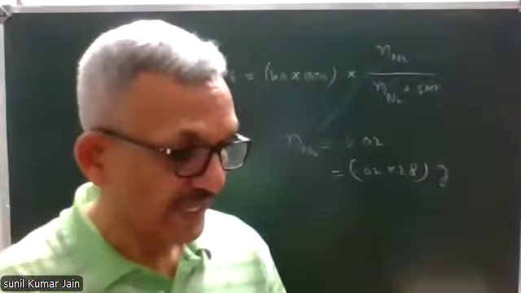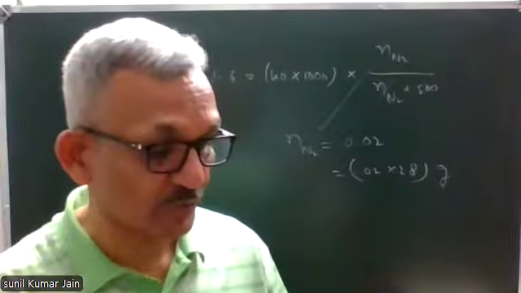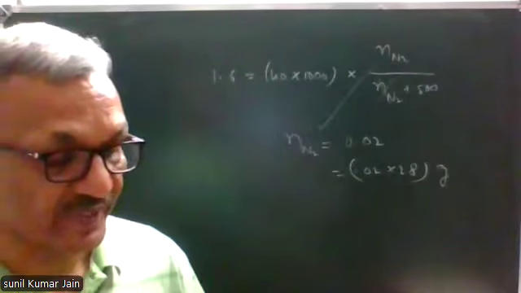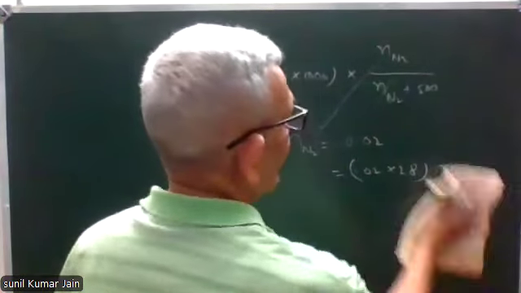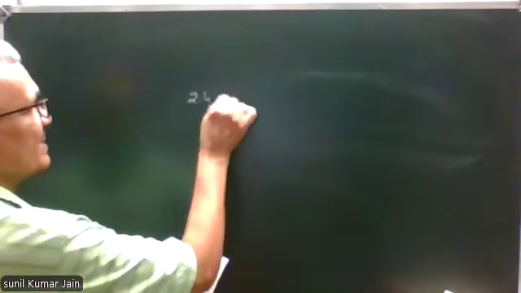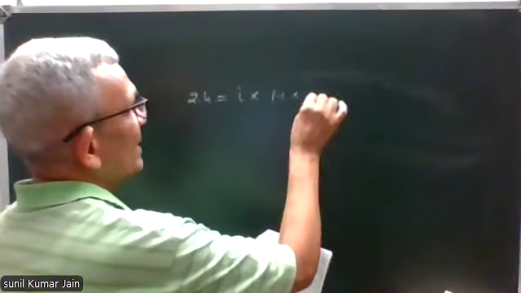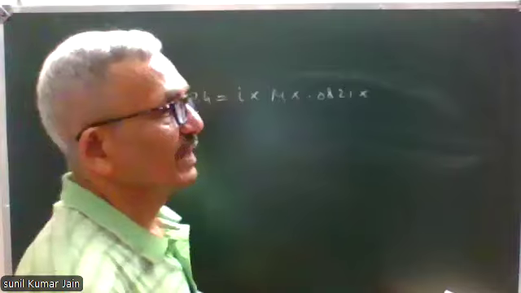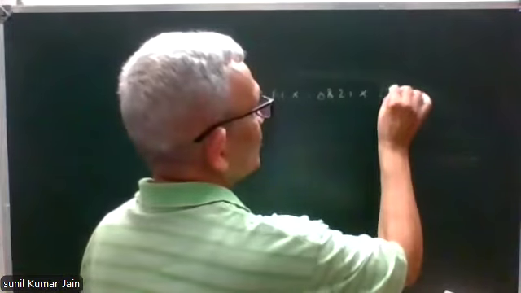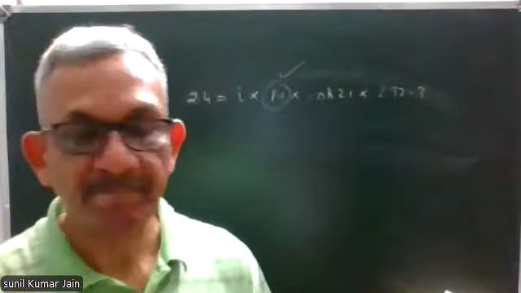Second, calculate molarity of the solution which exerts an osmotic pressure of 2.4 atmosphere at 19.3 degrees centigrade. See, pi is equal to i into MRT. Molarity we have to calculate. R is 0.0821. Temperature 19.3 will be 292.3 Kelvin. Molarity will be the answer.